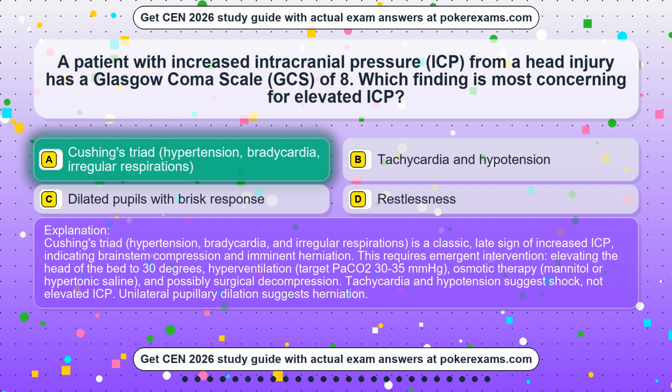Cushing's triad, hypertension, bradycardia, and irregular respirations, is a classic, late sign of increased ICP, indicating brainstem compression and imminent herniation. This requires emergent intervention: elevating the head of the bed to 30 degrees, hyperventilation, target PaCO2 30 to 35 mmHg, osmotic therapy, mannitol or hypertonic saline, and possibly surgical decompression. Tachycardia and hypotension suggest shock, not elevated ICP. Unilateral pupillary dilation suggests herniation.